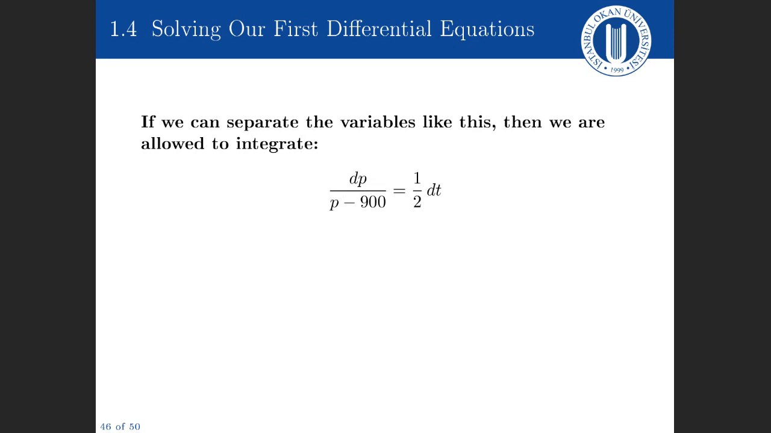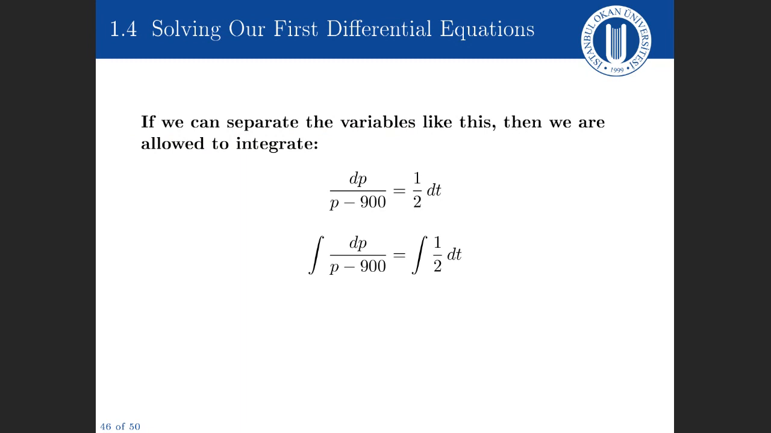The key idea is, if we can separate the variables like this, then we're allowed to integrate. And it's only if we can separate the variables. If we can't separate the variables, then the method I'm going to show you doesn't work. We're not allowed to integrate. This method only works if we can separate the variables so that all of the p terms are on the left and all of the t terms are on the right.